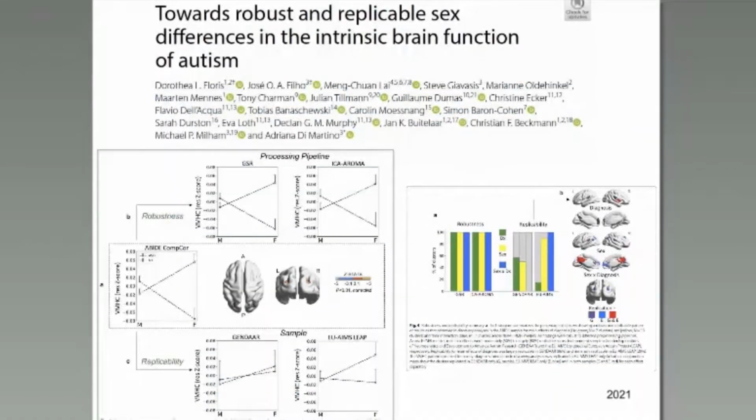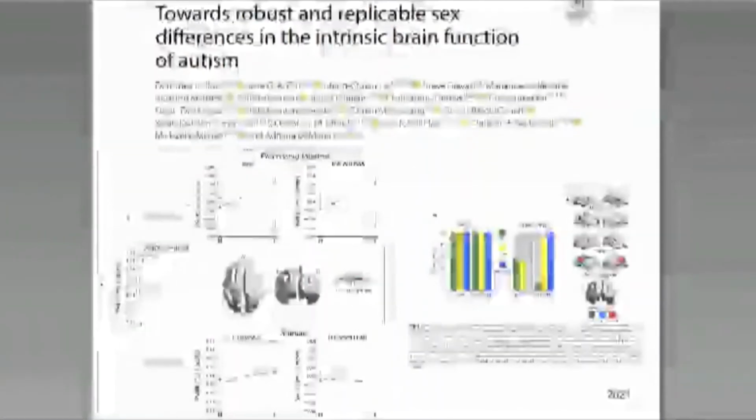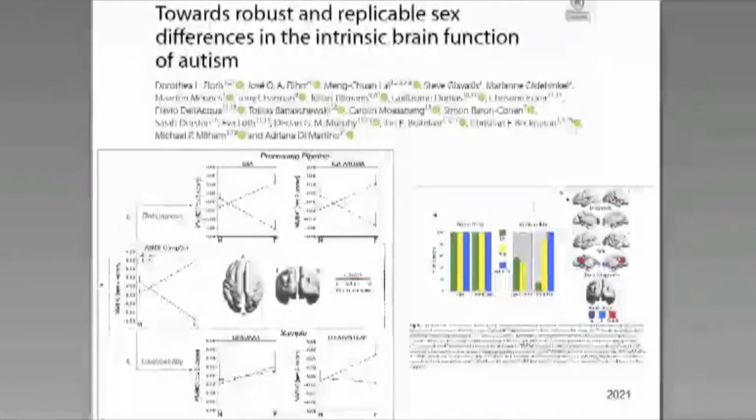Here's a paper that also came out recently from Adriana DiMartino based on the Autism Brain Imaging Data Exchange, where she took on the challenge of, well, how replicable are findings from ABIDE in 2 other samples. In this case, she used GENDAR and EU AIMS, showing that some key findings replicated in 2 samples, 1 and 3, and then a lot of them didn't replicate beyond a single sample.